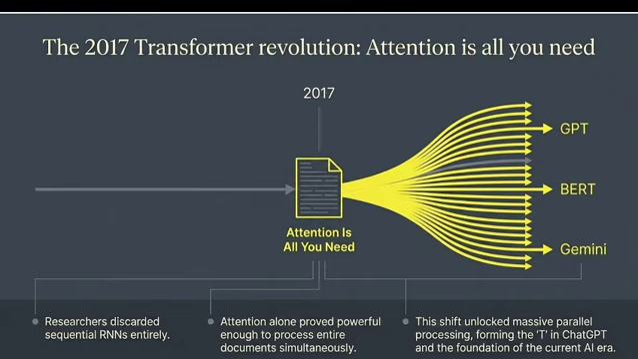This shift unlocked massive parallel processing, forming the T in transformers. You might have been using ChatGPT, right? ChatGPT means Generative Pre-trained Transformer. It's a type of transformer which is being used. Bidirectional Encoder Representations from Transformers, BERT, is also a type of transformer.